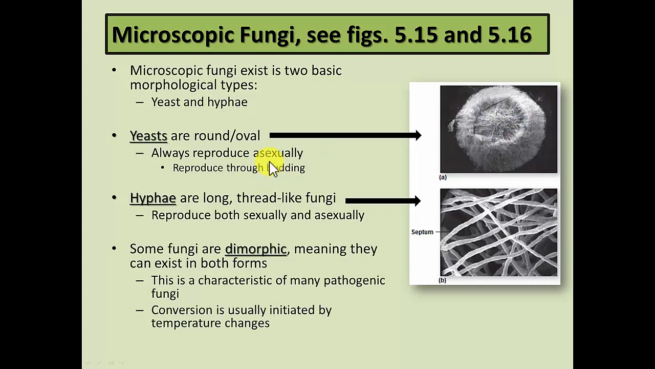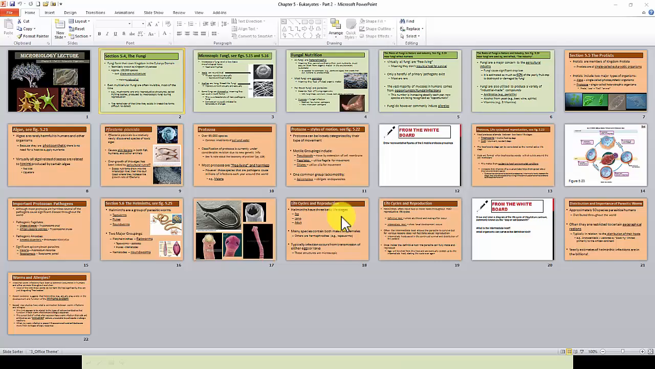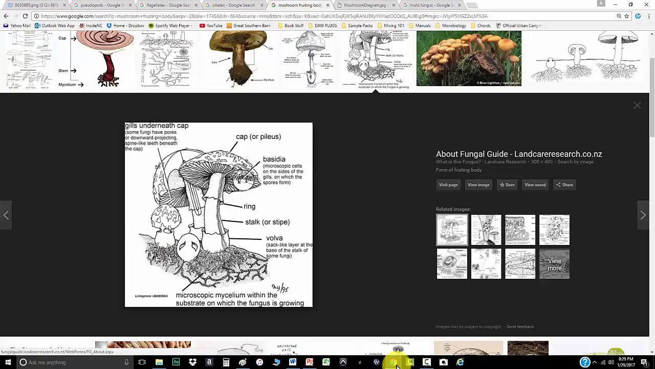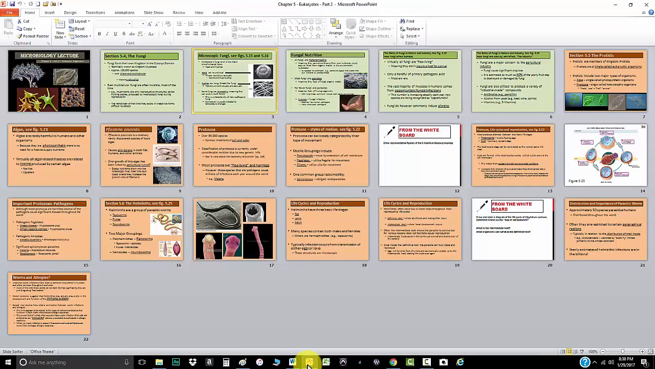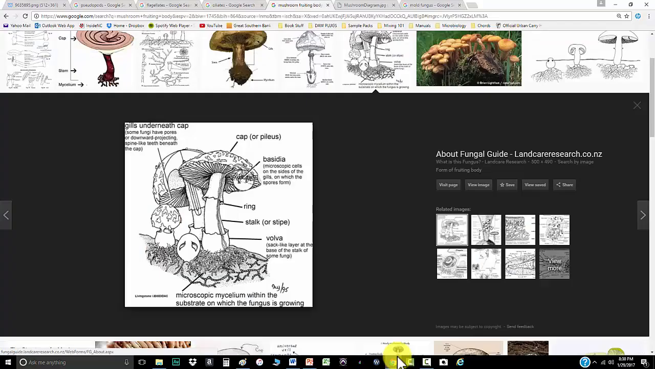The other type are the hyphae, and these are what we refer to as mold fungi. You probably know what mold is, and that's actually a type of fungi called the hyphae fungi. At the microscopic level, they exist in a thread-like structure, kind of like the mycelium of the multicellular fungi. So once again, here's the mycelium. They're very much like the mycelium of the multicellular fungi. Here are a few images.